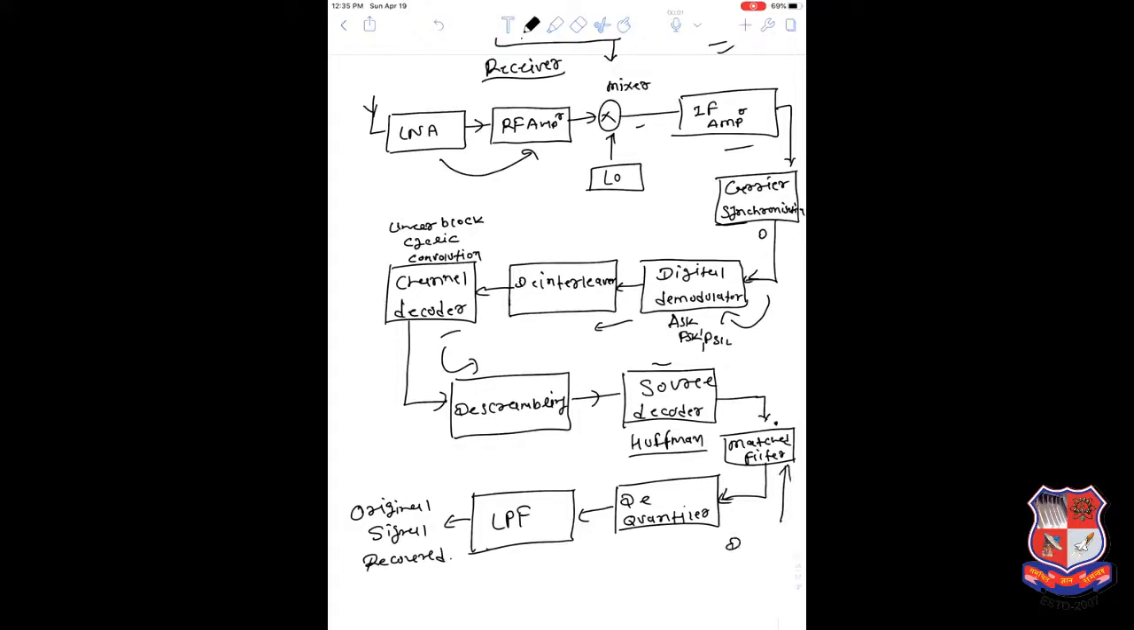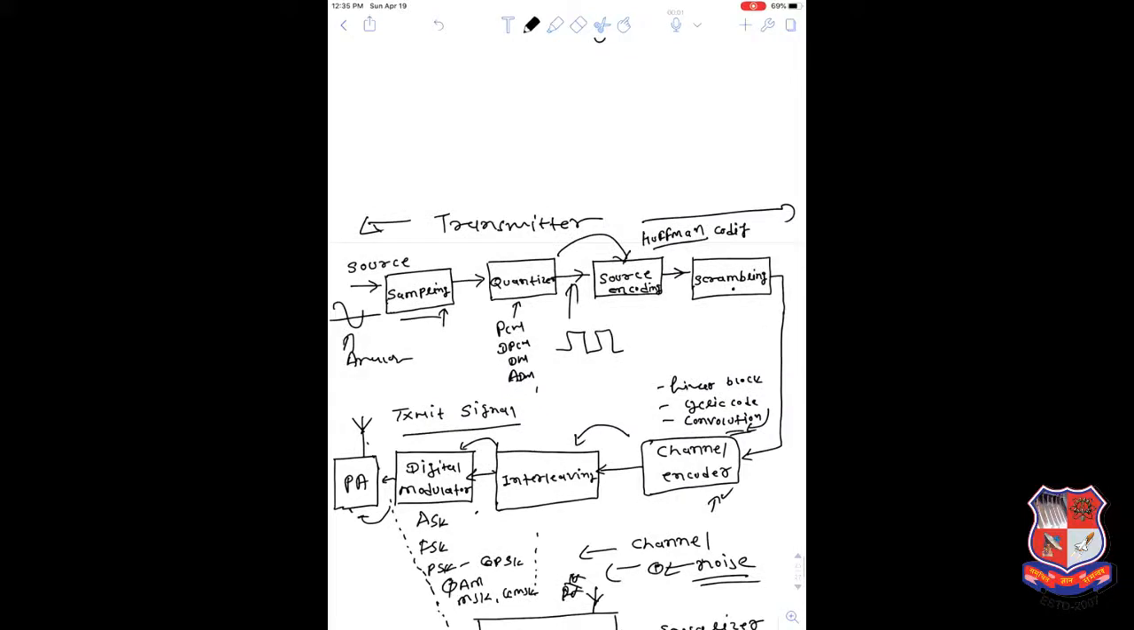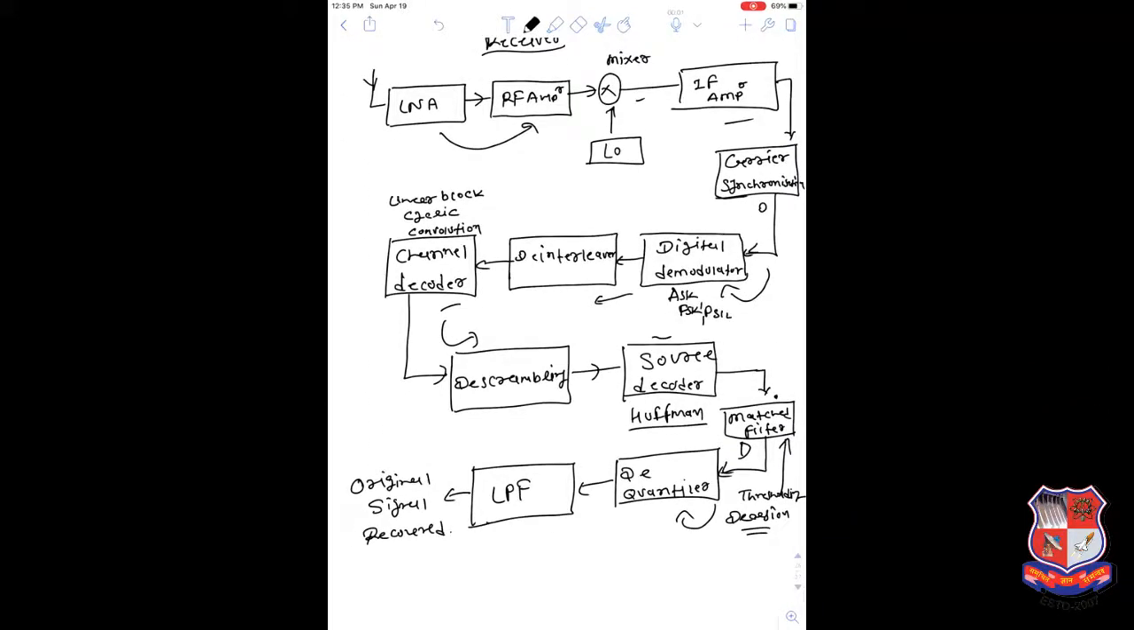Then we have a matched filter. The matched filter is used to take the decision, in the presence of noise, whether the received bit is 0 or 1. Thresholding is used here, and a comparator is used here. Then we have a dequantizer, which is the reverse process of the quantizer. After this, we use a low pass filter, which is the reconstruction of your signal from the sampled version.